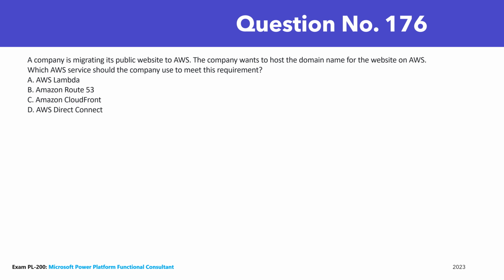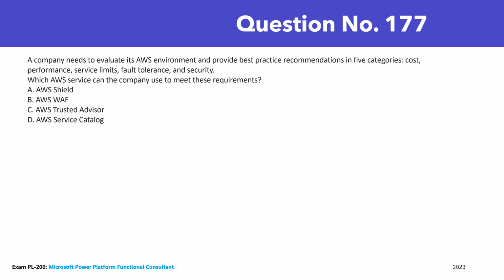A company is migrating its public website to AWS. The company wants to host the domain name for the website on AWS. Which AWS service should the company use to meet this requirement? A. AWS Lambda. B. Amazon Route 53. C. Amazon CloudFront. D. AWS Direct Connect. Correct answer, B.